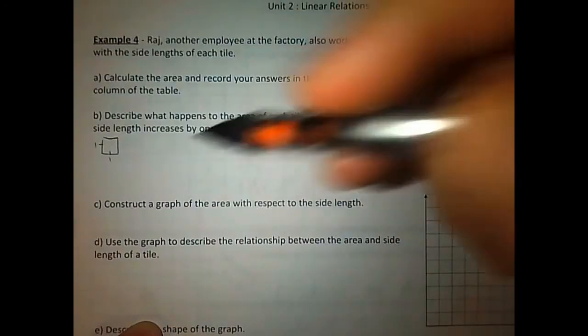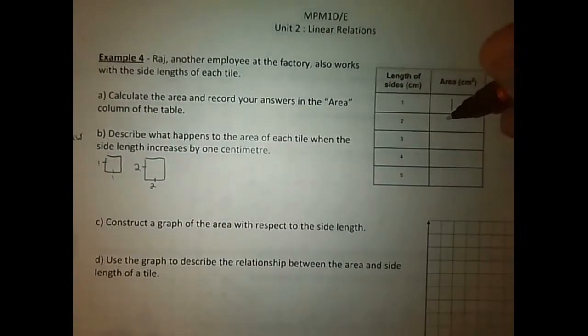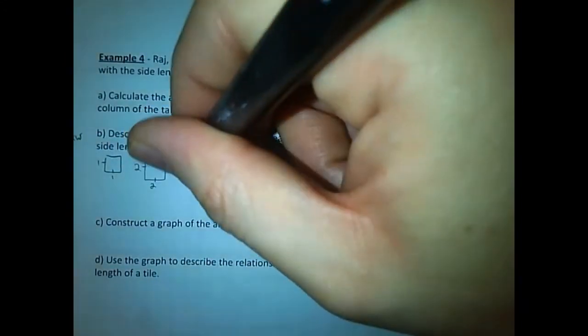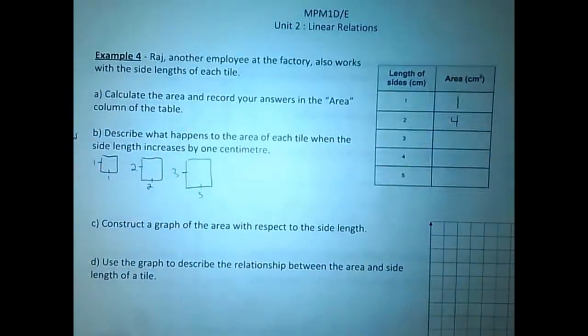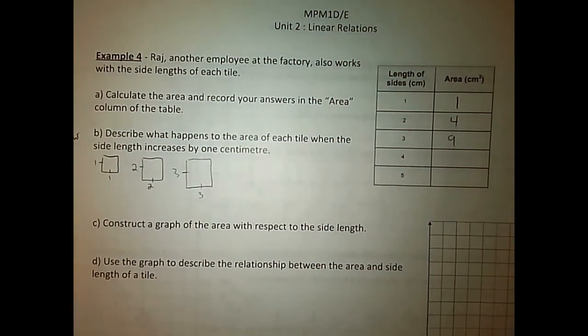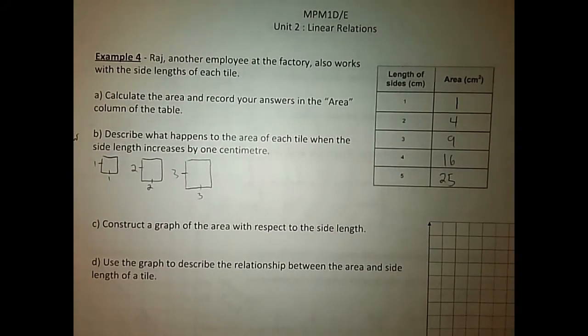So if I'm finding the area, because area of any square or rectangle is length times width, 1 times 1 is 1. Then if this was side length and width of 2 by 2, because again it's a square tile, 2 times 2 is 4. Then we'll do it for 3. And we get the picture here. 3 times 3 is 9. 4 times 4 is 16. 5 times 5 is 25.